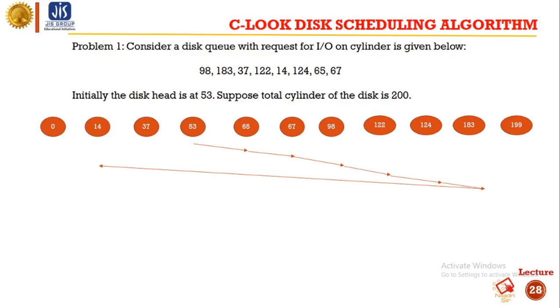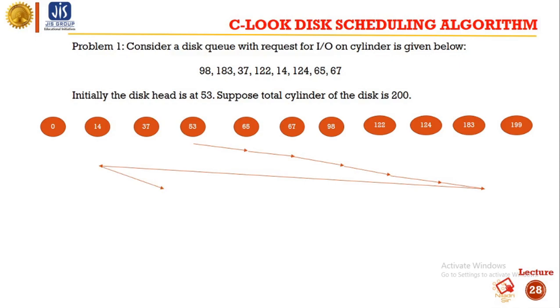Okay, so if we move to the right hand side, then after completing the last element on the right hand side, we will move to the first element on the left hand side. Okay, so we are now at 14. From 14 we will move to 37. Okay, so this is how it works.